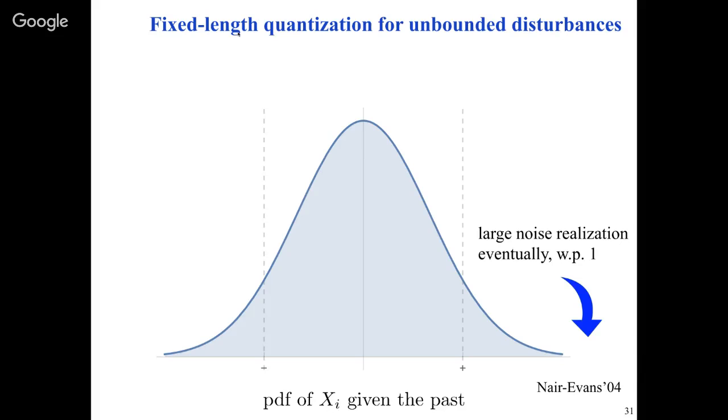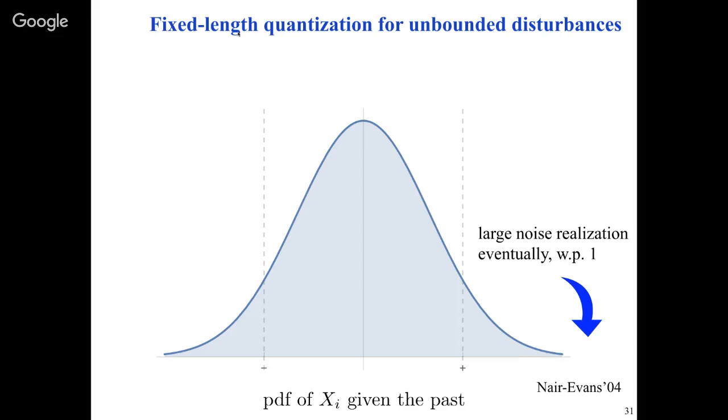provided that these noise disturbances are unbounded, right? Because with probability 1, an arbitrarily large noise realization is going to be encountered, which is going to induce this arbitrarily large distortion at that time step. And if we cannot move these reconstruction points, that means we can never recover from that effect, and the system state is going to run away from us. And this is an observation made by Nair and Evans in a 2004 paper.